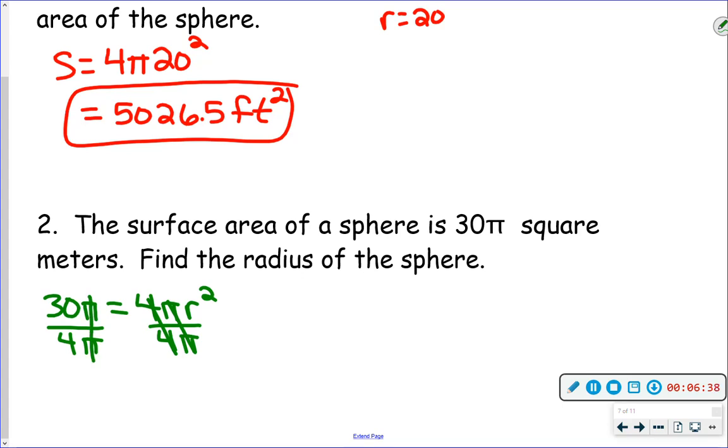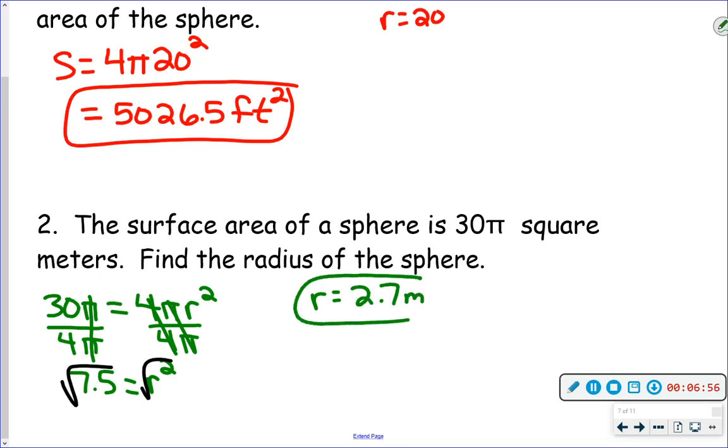So I did 30 divided by 4, of course. It's about 7.5. And last but not least, we all know by now to get rid of squaring, you need a square root. So the square root of 7.5. Just type that in your calculator, and you end up with about 2.7. And I'm just going to put a label, meters.